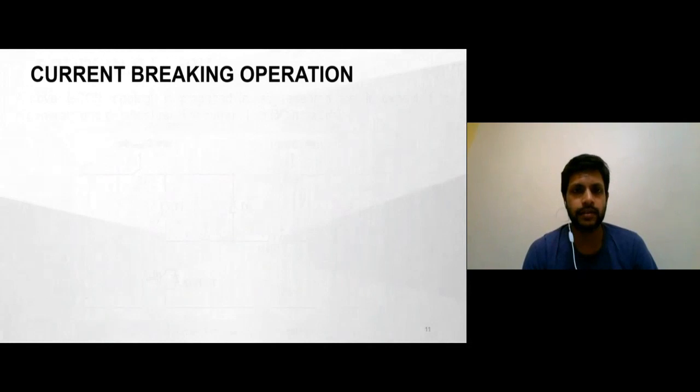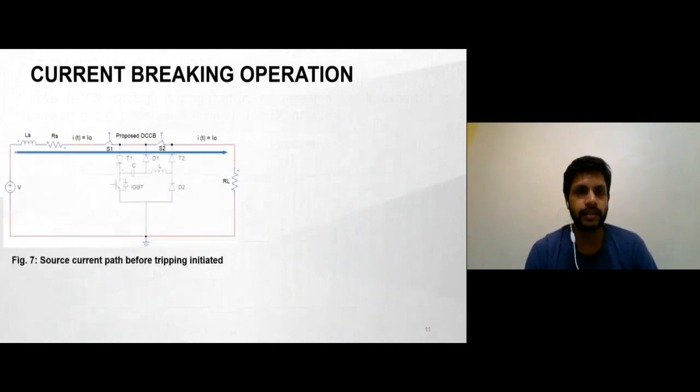The circuit breaker operation is basically divided into two steps: the current breaking operation and the regeneration operation. Let's take a look at how the circuit breaker is going to break the current. Under normal operating conditions, both switches S1 and S2 will be turned on, so the current will flow through this path to the load RL. Let's say, for example, the current is flowing as I0. Once the circuit breaker receives a trip signal, the switch S2 will turn off.